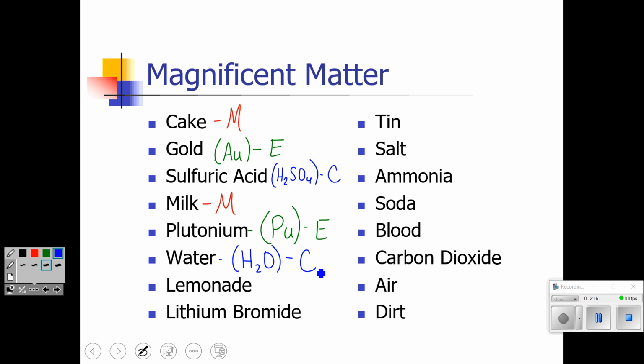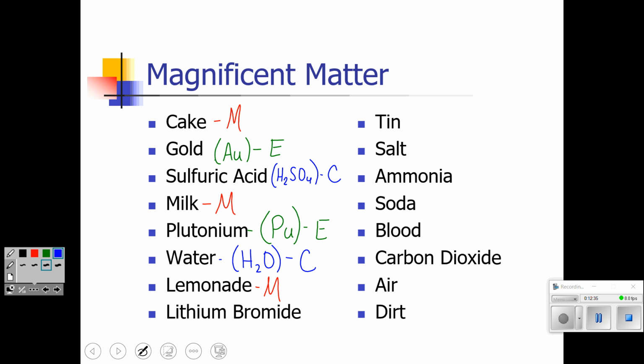Lemonade is a mixture because you could have strawberry lemonade. You could have lemonade that is very tart, lemonade that's very weak, but it's all considered lemonade because the components can be present in any amount and it still be considered lemonade.